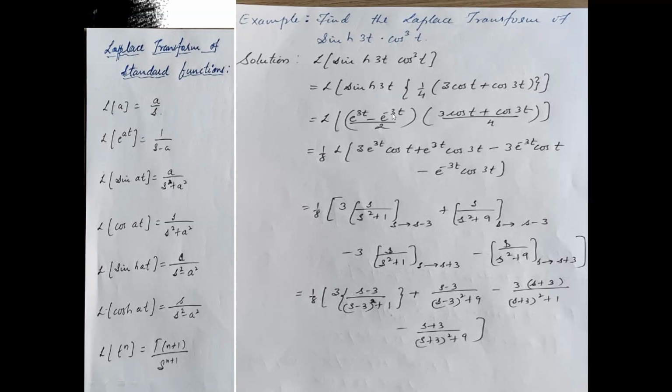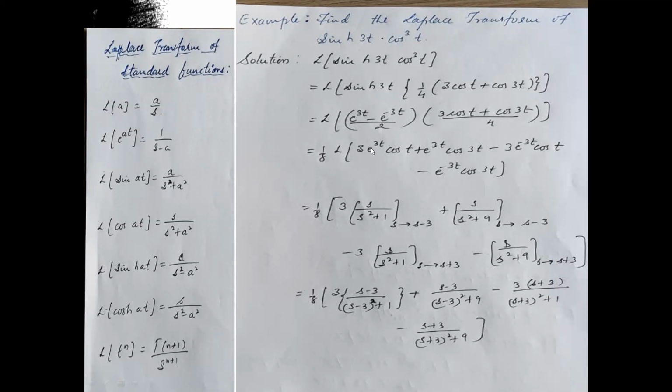Now the last product, minus e raised to minus 3t into cos 3t. So now we need to find the Laplace transform of all these functions. We have turned this product into all sum terms. So we'll find the Laplace transform. Now 3 is constant, it is kept as it is.